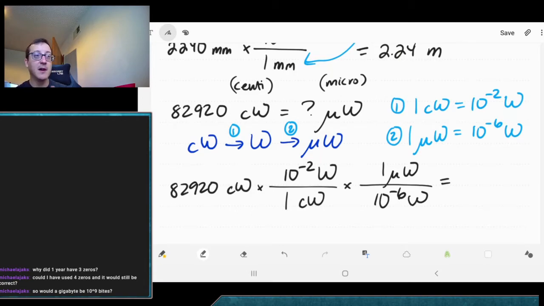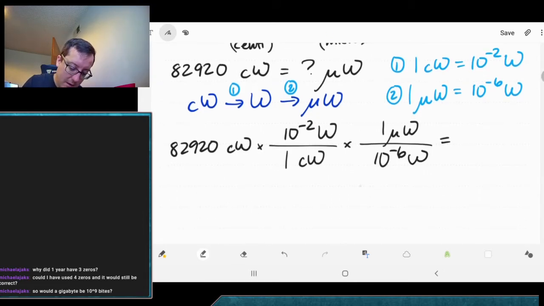The 10 to the minus 2 and the 10 to the minus 6 together become 10 to the minus 4. I'm sorry, 10 to the positive 4. So we're going to end up with a pretty big number here. Hopefully we see that. Remember, for powers of 10, remember last time we talked about if we multiply them, we add them together. If we divide them, we're going to subtract them. So minus 2 minus minus 6 is positive 4.